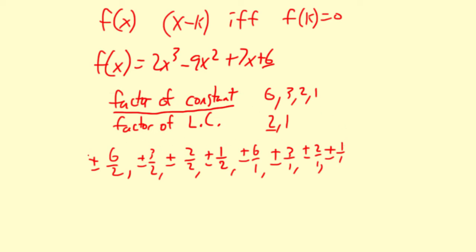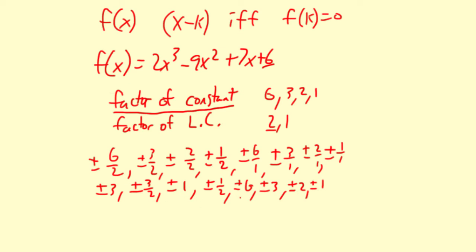And some of them can be reduced. So let's do that. Plus or minus 6 divided by 2, that's plus or minus 3. Plus or minus 3 halves, that cannot be reduced. Plus or minus 2 over 2, that's plus or minus 1. Then plus or minus 1 half. And then plus or minus 6 over 1, that's plus or minus 6. Plus or minus 3 over 1 is plus or minus 3. Plus or minus 2 over 1, well, that's plus or minus 2. And then plus or minus 1 over 1, plus or minus 1.